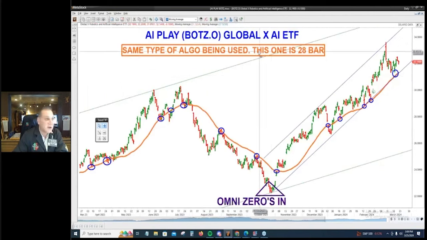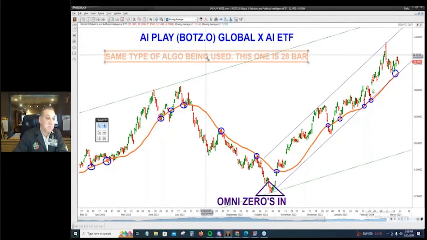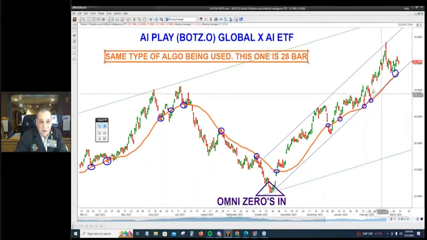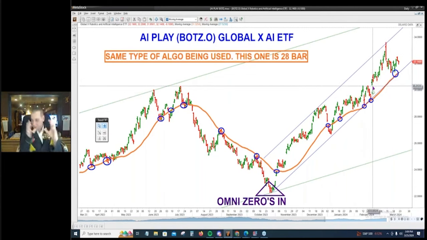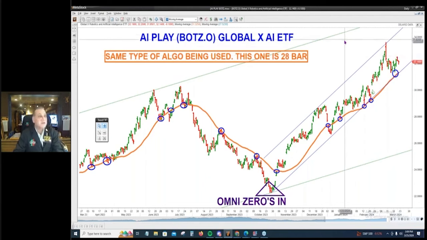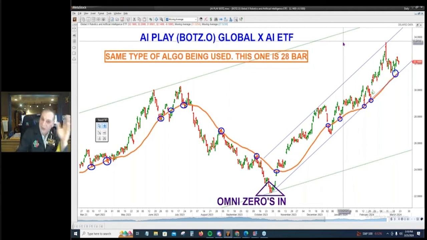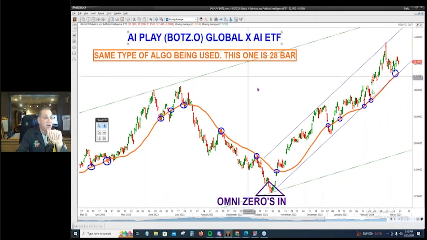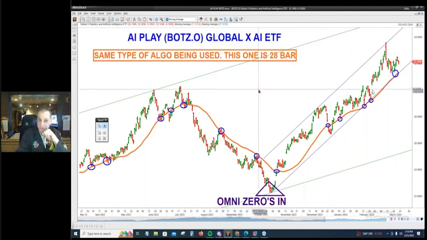Another AI play, if you're not going to go with the biggest of the AI companies, you have alternatives. BOTZ is another one of those alternatives. Right here is where we gave the signal in the last webinar. We told you if you can't afford NVIDIA, go buy this instead, or buy all of these and put them in a portfolio. Well, we were here, and now we've made it all the way up to here, bounced, and are heading back up again. So far, these have been good alternatives to NVIDIA. I hope you paid attention 5 weeks ago, and I hope you're paying attention to it now. There are six or seven more that fit in this mold.